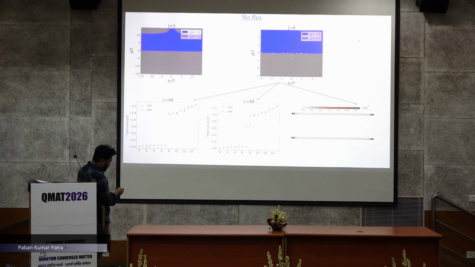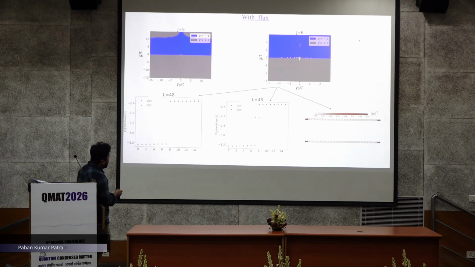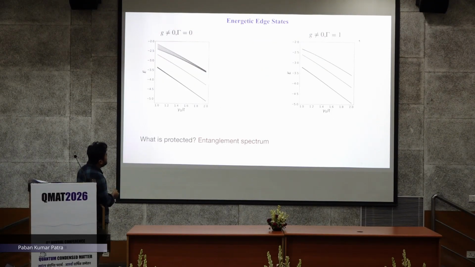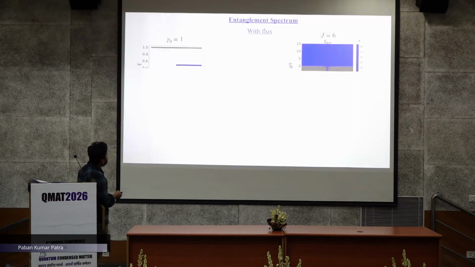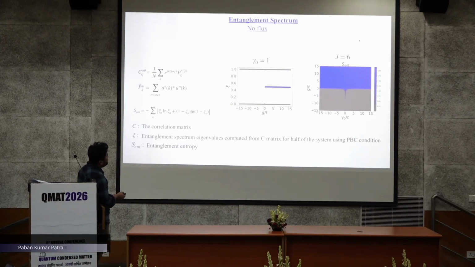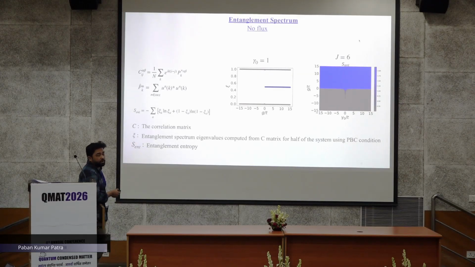Similar results are also found for the with-flux cases. However, it turns out that these sets are energetic, that means they keep changing when you change the parameter. So what is actually protected? It turns out that what is actually protected is the entanglement spectrum. In addition to 0 and 1, it gives 0.5 values also, and correspondingly there is an entanglement entropy, which exactly maps to the inversion invariant value.